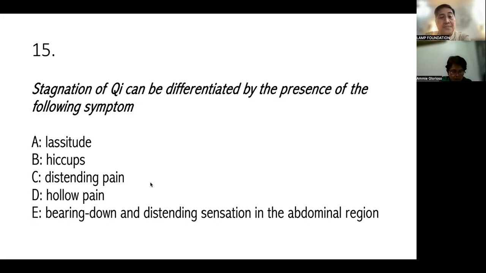Next. Number 15. Stagnation of qi can be differentiated by the presence of the following symptoms. Letter C is distending pain. Okay, the distending pain, parang nag-i-stretch, no? Yun.